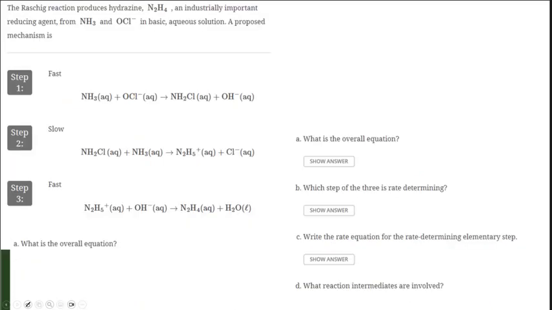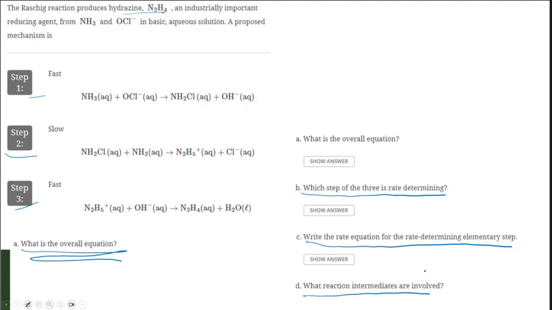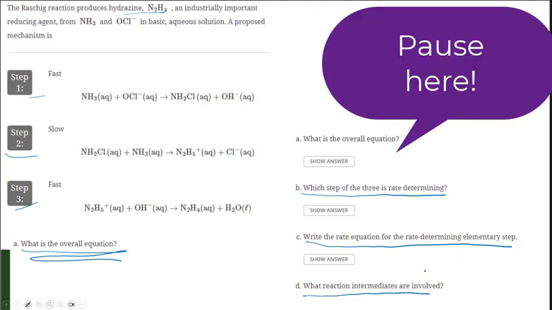Let's look at this reaction. A proposed mechanism for producing hydrazine is this: 1, 2, 3 steps. What is the overall equation? Which step of the three is rate determining? Write the rate equation for the rate determining step, and what reaction intermediates are involved. Pause the video here.